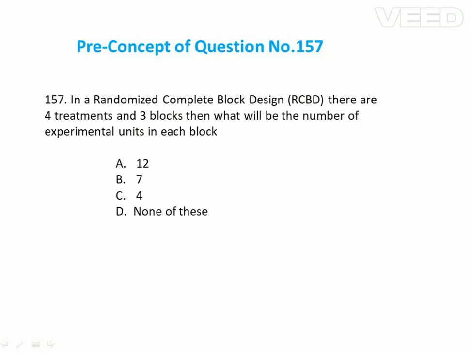Today we will discuss the pre-concept of question number 157. The concept of question number 157 is related to the randomized complete block design. In this video, we will discuss what is randomized complete block design and when we use randomized complete block design. We will also discuss the concept of experimental units, what is block, and what is the difference between treatments and factors.